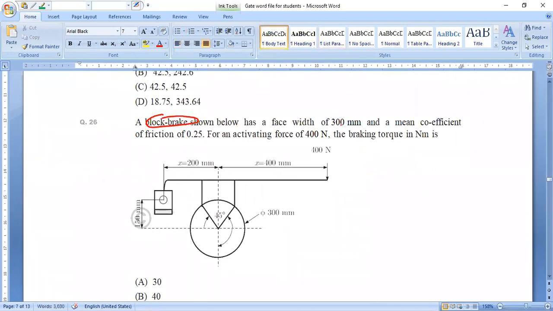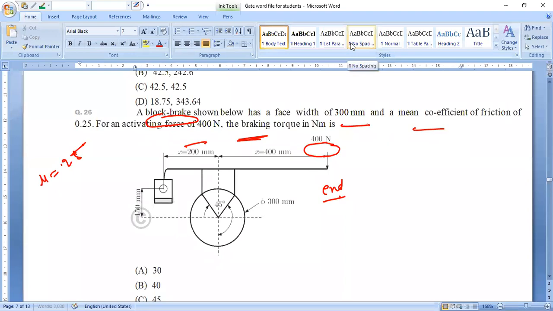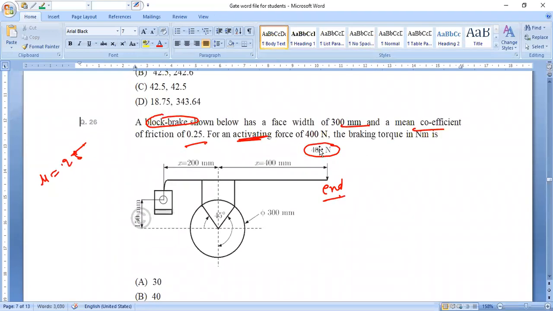The block brake shown below has a face width of 300 and a mean coefficient of friction of 0.25. So mu is 0.25 over here. There, mu was viscosity in the bearing, and here mu is the coefficient of friction, so be careful. For an actuating force of 400 Newton acting at this end, the braking torque in Newton meter is asked. The question is asking about the braking torque.